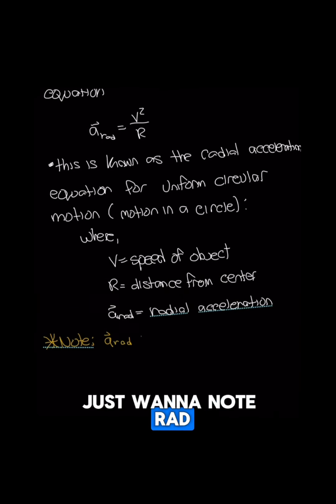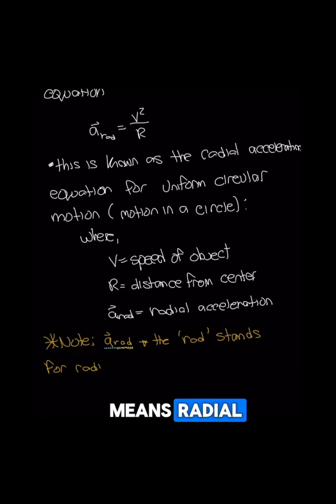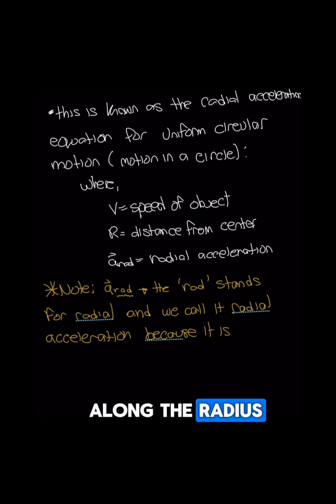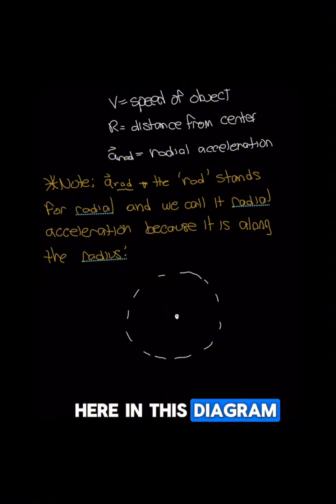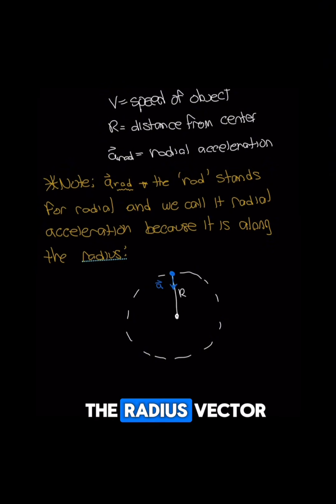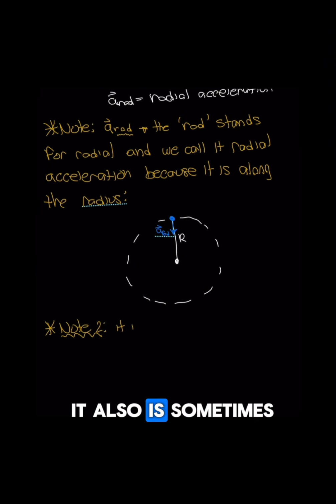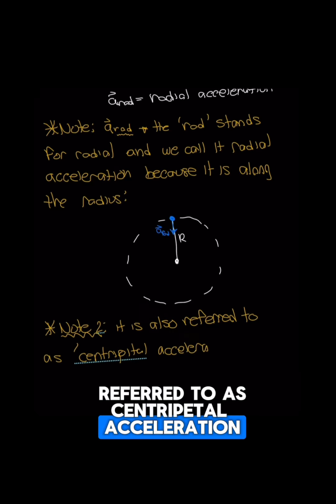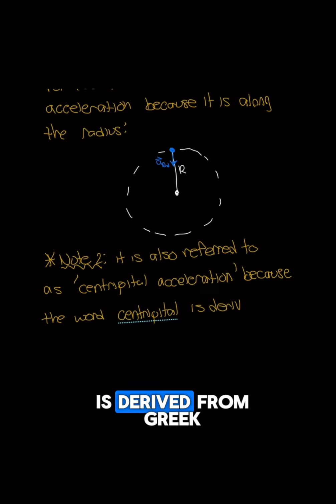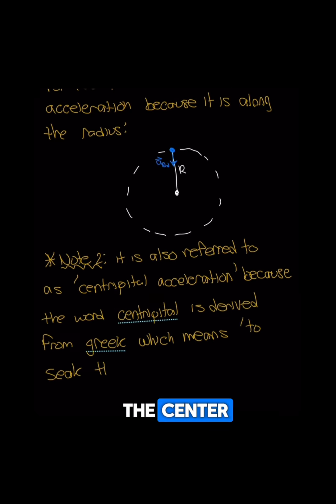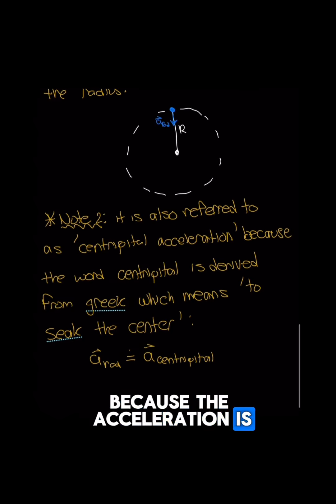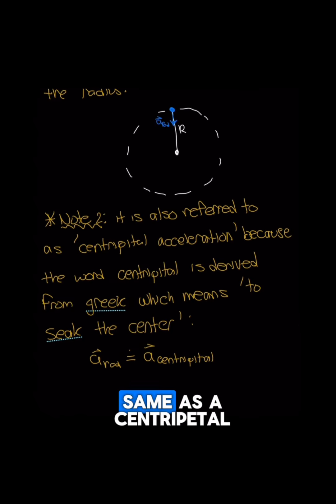Just want to note, rad in a_rad just means radial, and we call it radial because it is along the radius. As we can see here in this diagram, the acceleration points along the radius vector. Another note, it also is sometimes referred to as centripetal acceleration, because the word centripetal is derived from Greek, which means to seek the center. That just makes sense because the acceleration is always pointing towards the center. So a_rad is the same as a_centripetal.